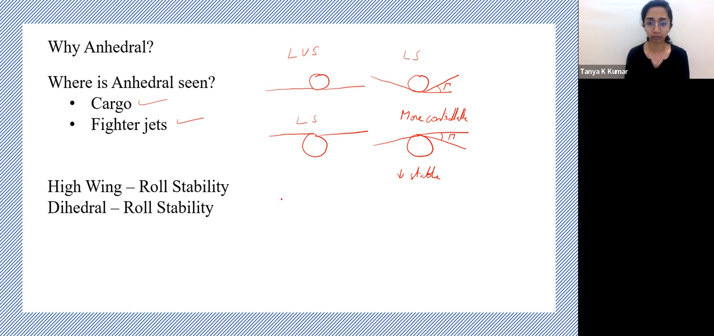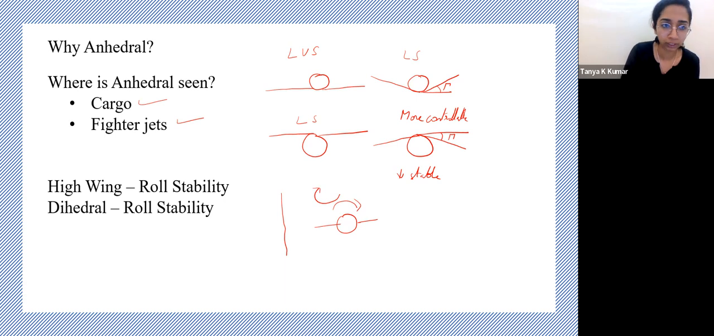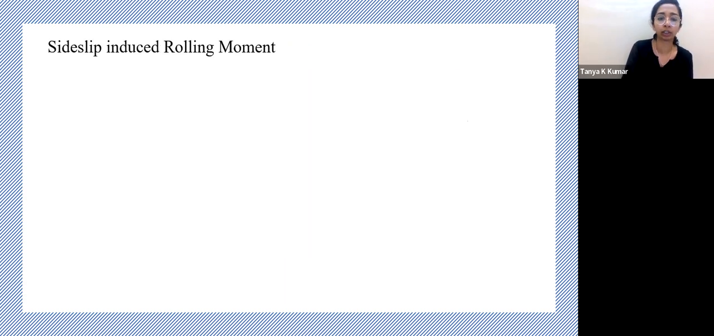So if it's rolling, this is your fuselage reference line. If it rolls to the right, if this was your rolling moment, and it yaws in the opposite direction, that was the adverse yaw, right? It was due to the unequal distribution of the lift and the drag. So if it's rolling to the right, it yawed to the left. Am I right? Yes, ma'am. Okay.